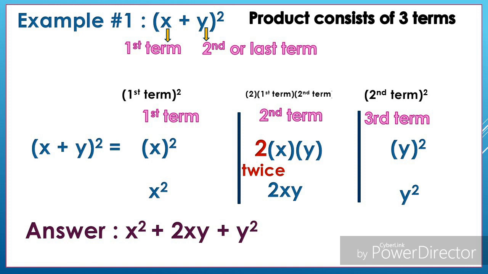Square lang natin, so we have x square. Sa second term natin, ito twice natin. Twice the first term. Ang first term is x. Ang second term is y. So, we have 2 times x times y.